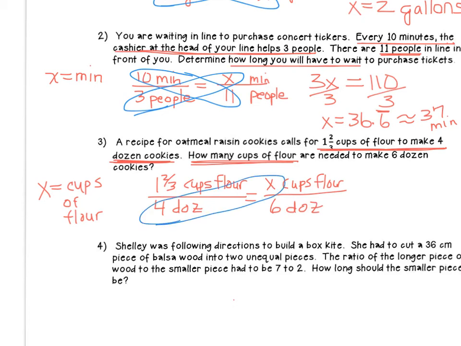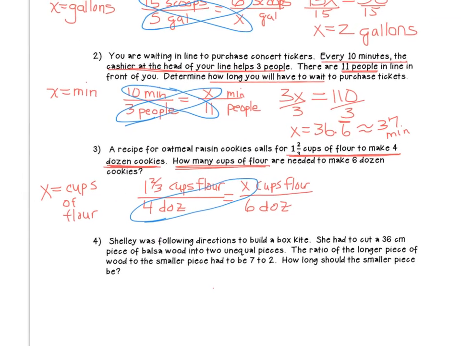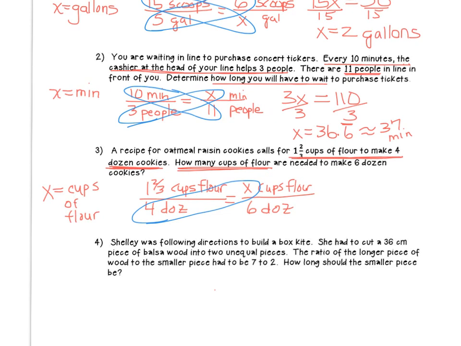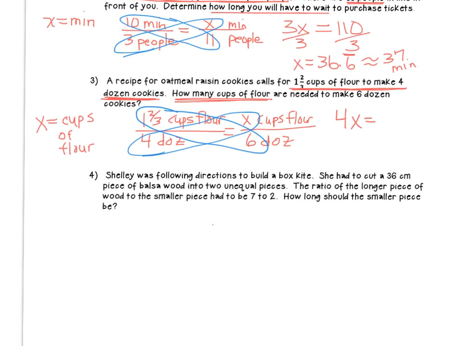Cross multiply. 4 times X. Hold on here, I'm going to give myself a little more room. Okay, 4 times X is 4X. And then I need to cross multiply this. 6 times 1 2/3. Okay, again I'm going to need a little more room. I'm going to go down here and go 6 times 1 2/3.